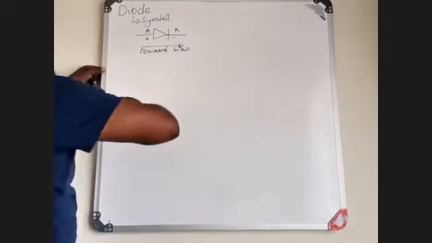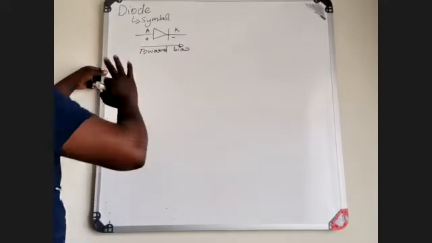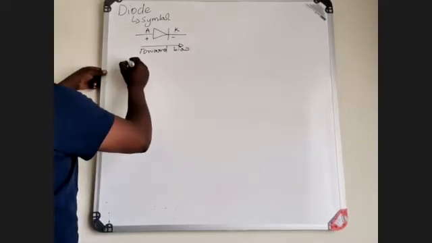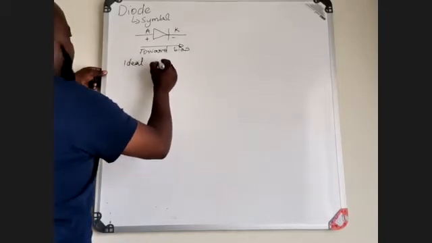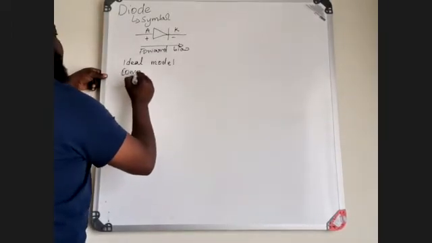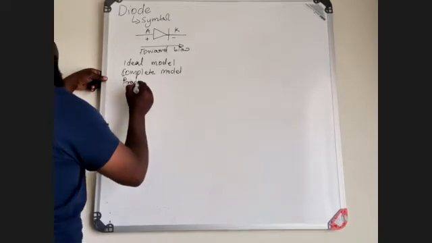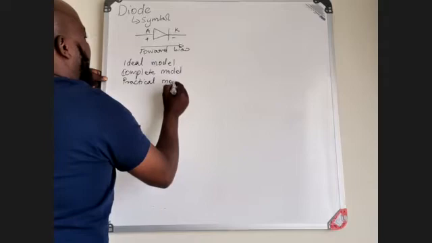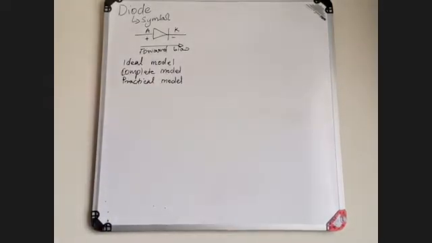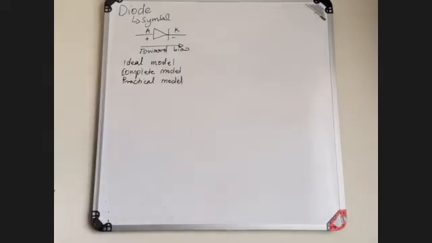Now, how do we indicate these? You will see that with this component, you have got three types of models: what we call an ideal model, a complete model, and a practical model. Those are the three models that you find within this component. If you go to your textbook, you must check how they define an ideal model, a practical model, and also a complete model.